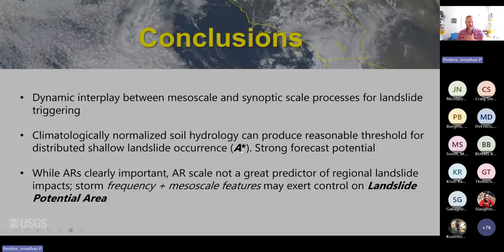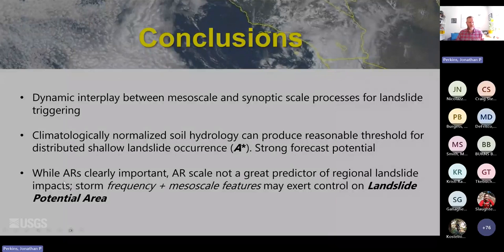So to me, this suggests that there could be pretty strong forecast potential in using something like this. It's simple, and again, we're not doing these deterministic slope-scale investigations here. We're not modeling that. We're trying to generate large situational awareness at the 10-kilometer scale. So for that metric, it seems to work quite well.